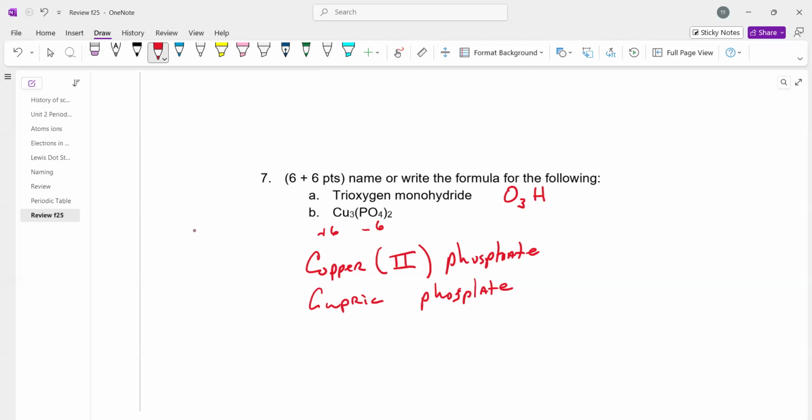Okay, any questions about naming? So you'll have one question on naming, and one will be ionic, one will be molecular or covalent.